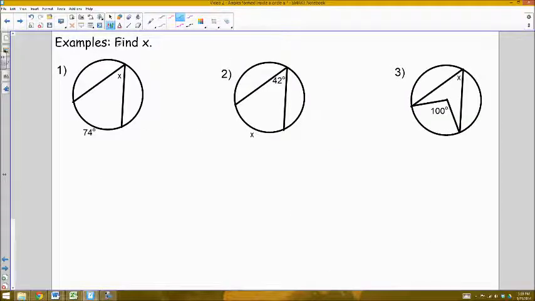So here's a couple of examples of that. In this case, I have three values of x. For the first one, the measure of the arc is 74 degrees. That means that the measure of the inscribed angle of that arc, x, would be half of 74. So x is 1/2 the measure of that intercepted arc, telling me that x is 37 degrees.